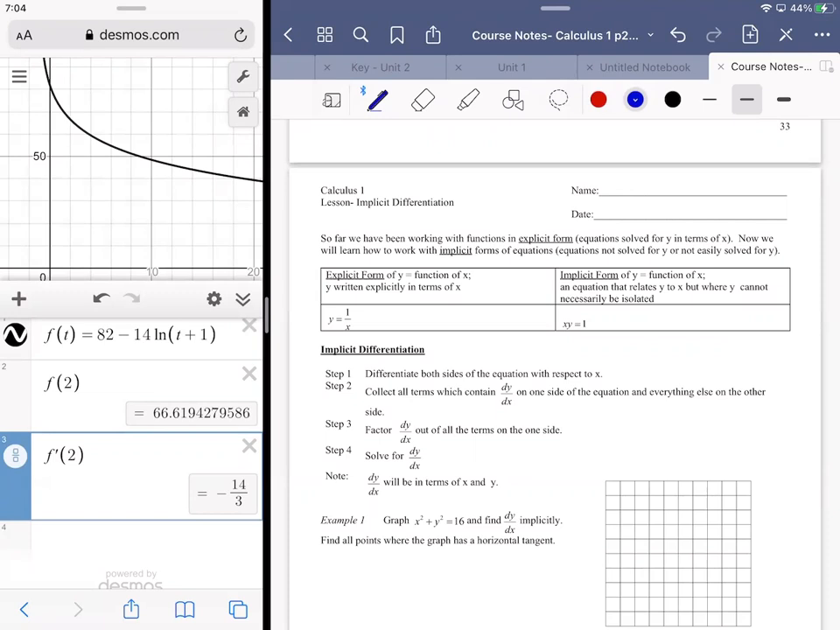So there's two ways to handle it. One would be to solve the equation for one variable in terms of the other, which is what we would have done up until and including last class and even the first half of this one. But now what we're going to learn how to do is find the derivative of implicit forms without solving for one variable in terms of the other. So the process is there.